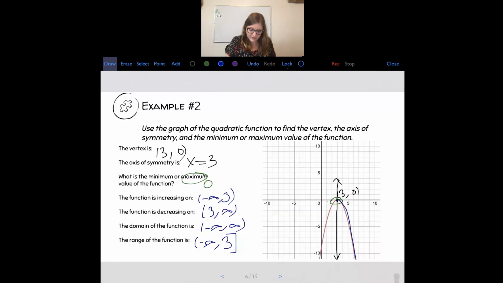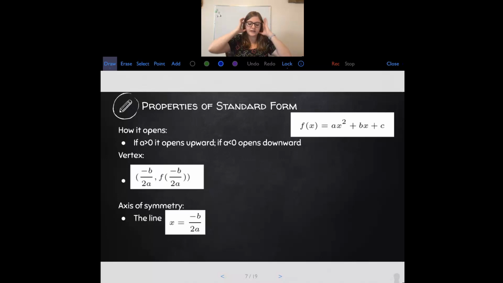Okay, so properties of standard form. So again, we have f of x is equal to ax squared plus bx plus c. If a is greater than 0, it opens upward. If a is less than 0, it opens downward. This is another way of saying if the number in front of x squared is positive, it opens up. If it's negative, it opens down.